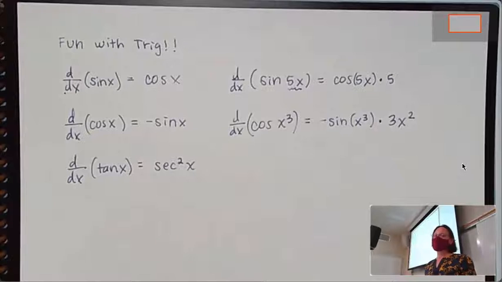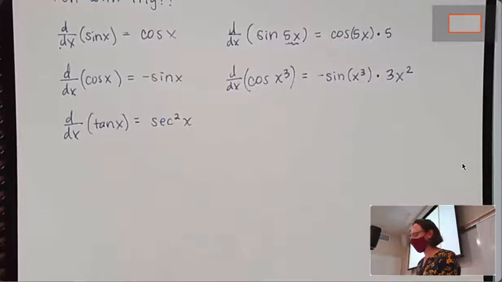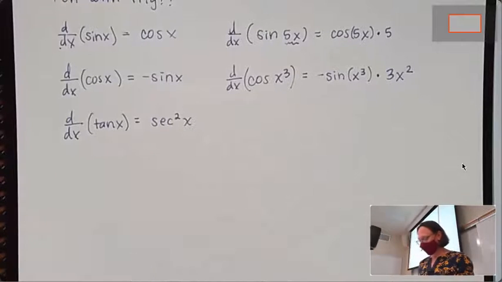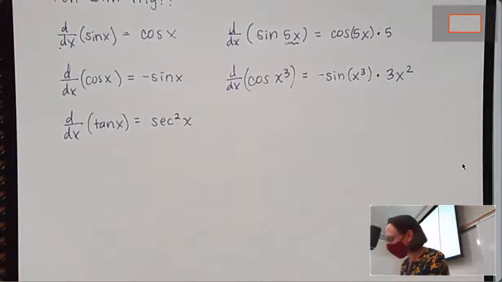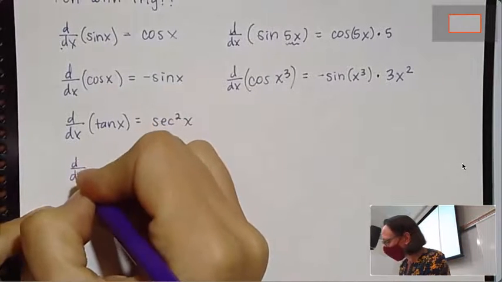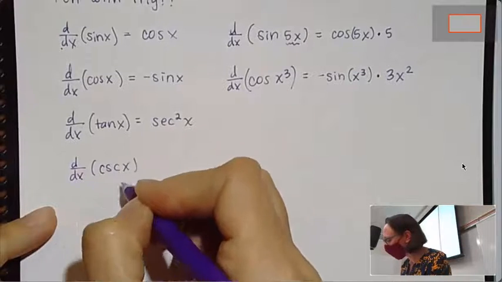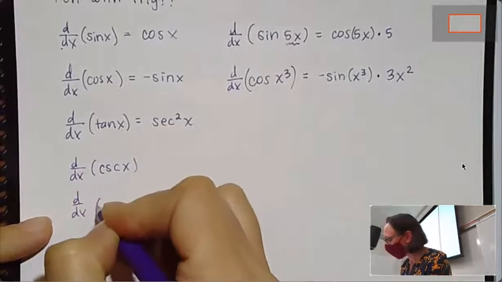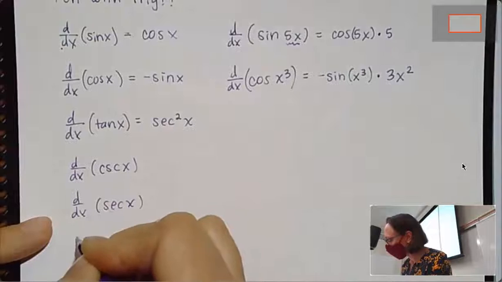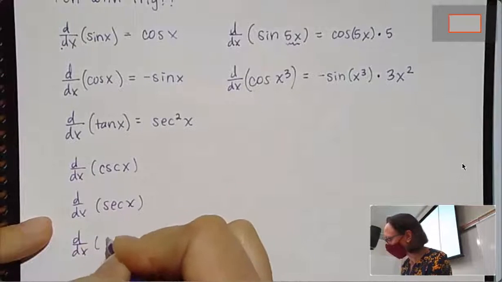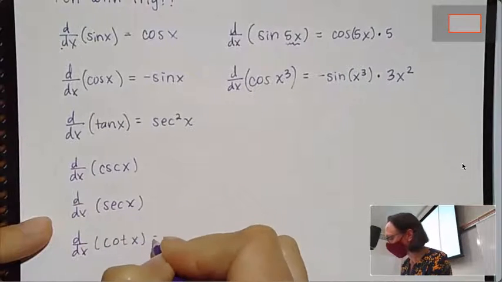And of course, this is only 3 of our lovely trig derivatives, but wait, there's more. If we add in the derivatives of the other co-functions or reciprocal functions, we would add to this list the derivative of cosecant of x, the derivative of secant of x, and the derivative of cotangent of x.